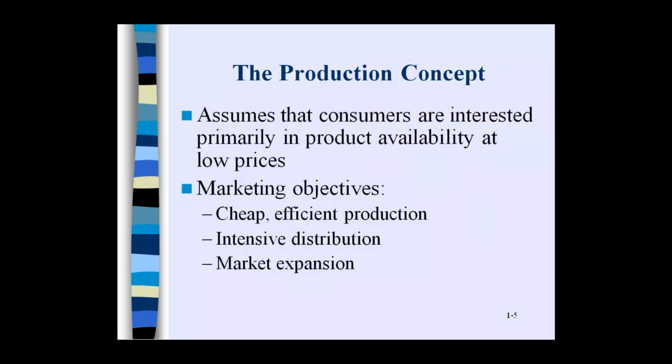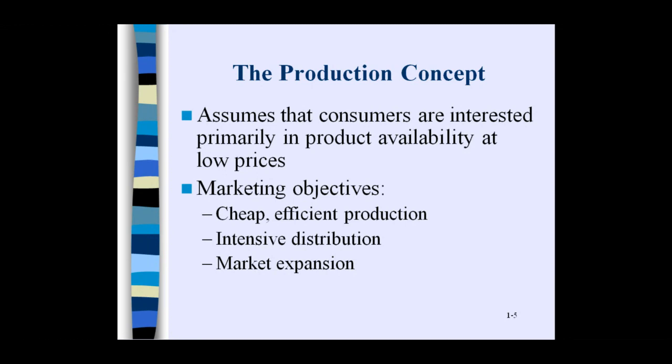The production concept assumes that consumers are interested primarily in product availability at lower prices. Now we have to think about it. Whatever name you take, concept, philosophy or orientation, it is one and the same thing. What is the production concept all about? It says that consumers are interested only in those products which are economic in nature or which are readily available.